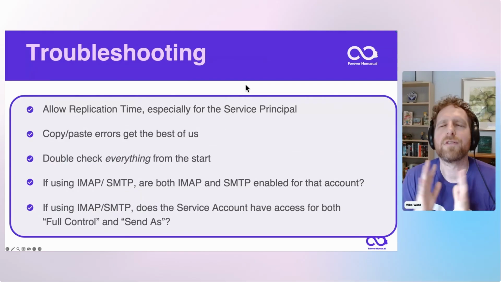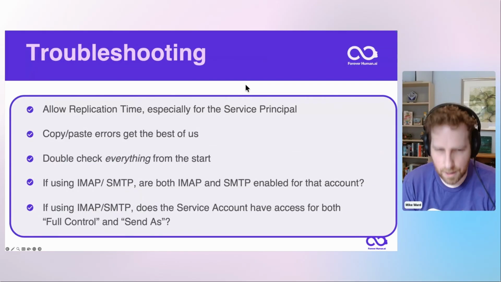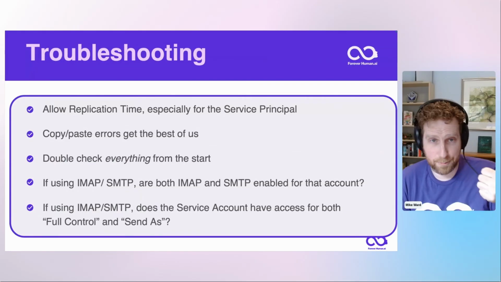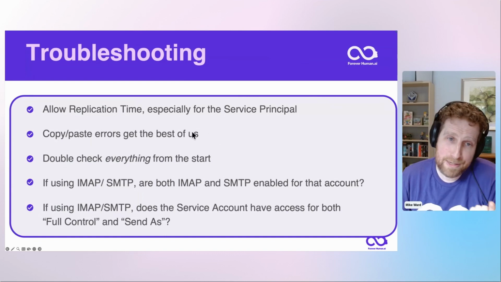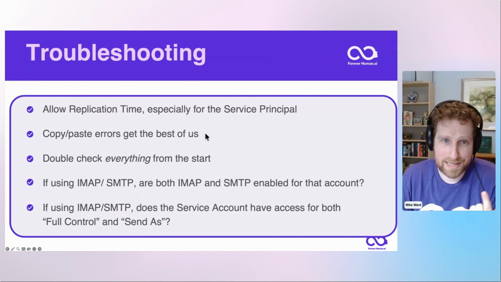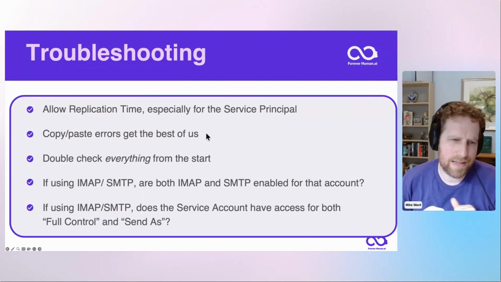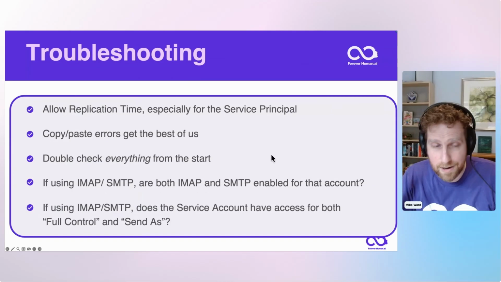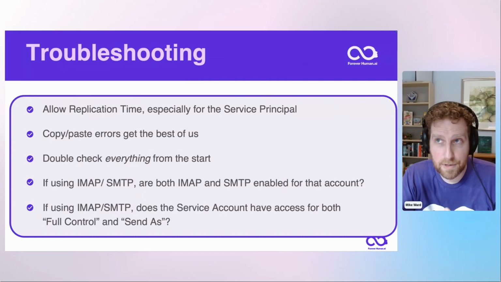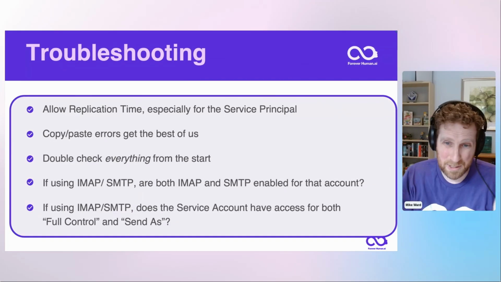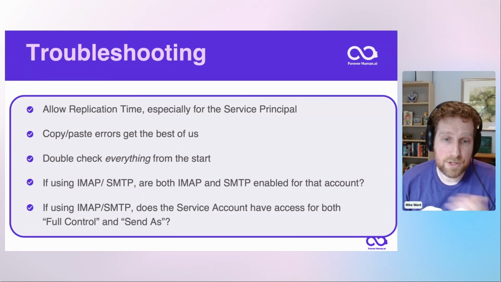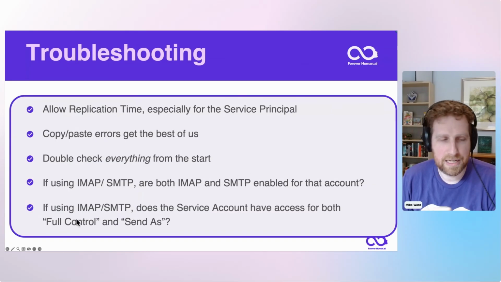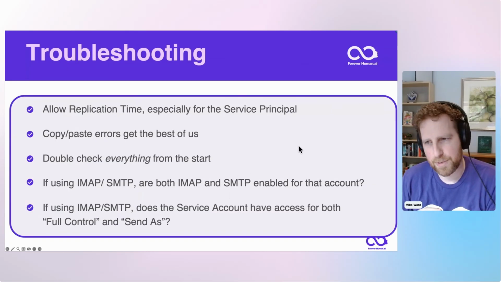Troubleshooting steps. This stuff is notoriously hard. I've spent a lot of time on this. I've been burned by replication time. I've been burned by copy paste errors. There's a lot of fiddly parts to this with all the scopes and the addresses and all that kind of stuff. Double checking everything never hurts. If you're using IMAP and SMTP, check that those are both enabled. You could ask your admin, please, are IMAP and SMTP enabled both on the mailbox? They only really need to be done on the mailbox. Some companies do it at the tenant level. And if you're using those, does the service account you're using have both full control and send as permissions?